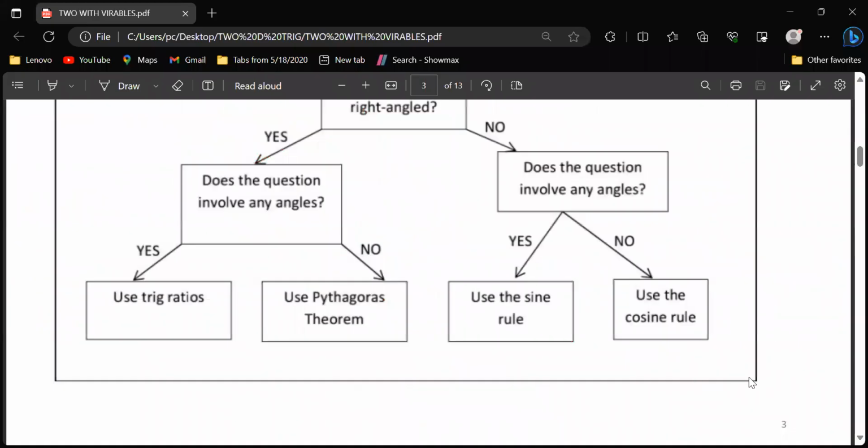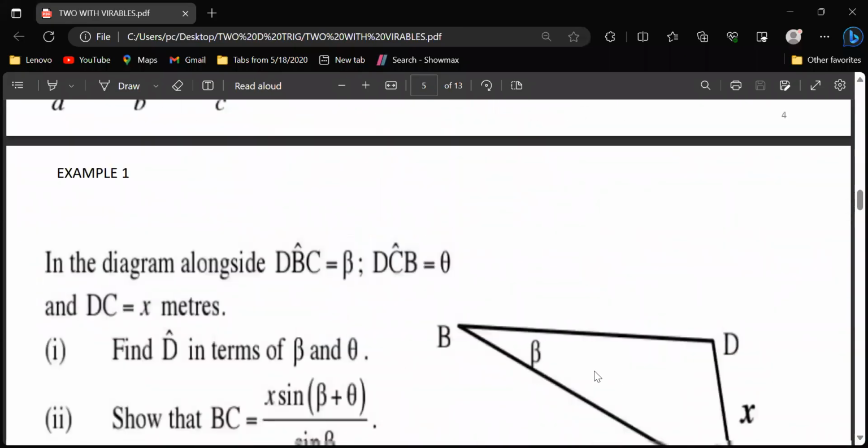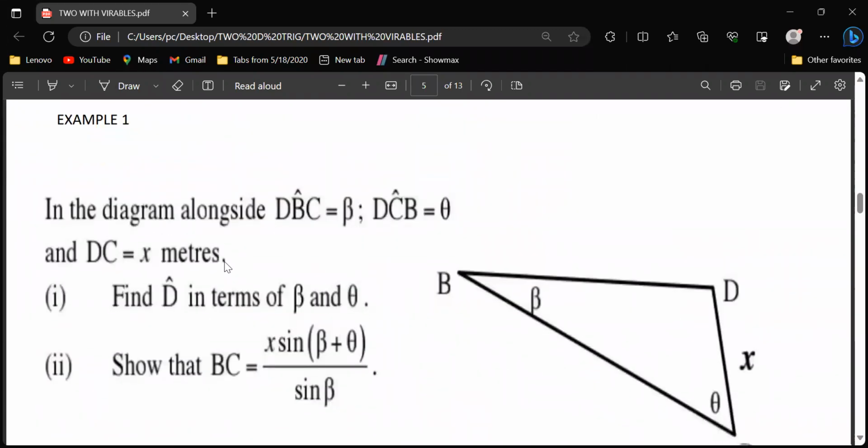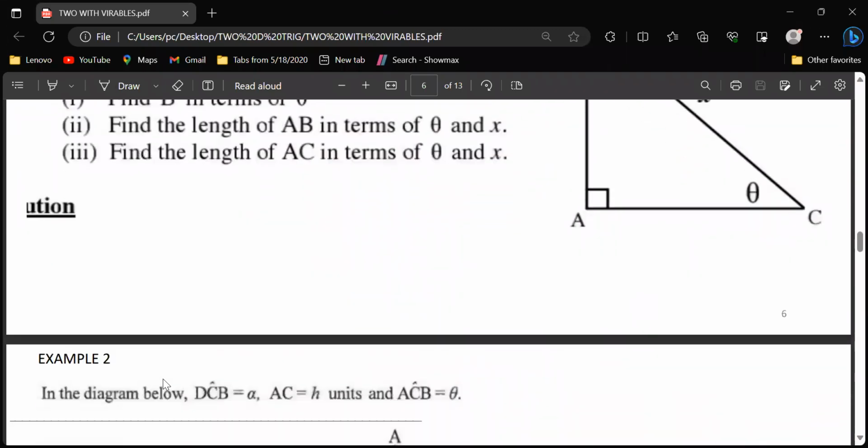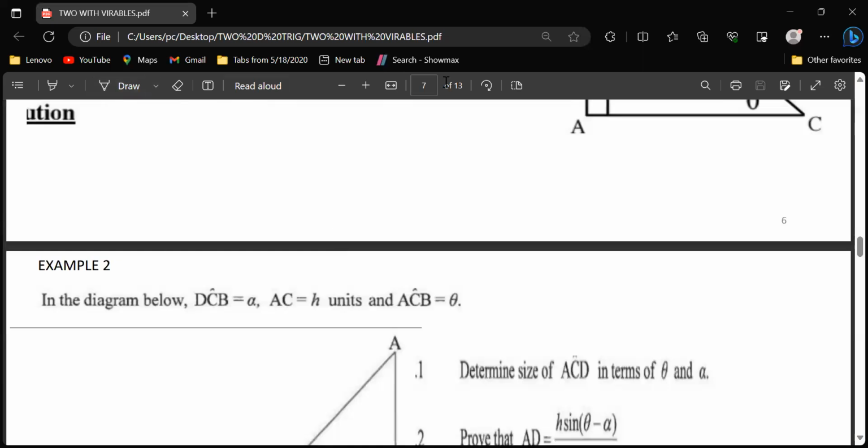And then we are going to do example number 1, and then we're also going to do example number 2 as your activity. Example number 1. Yes.